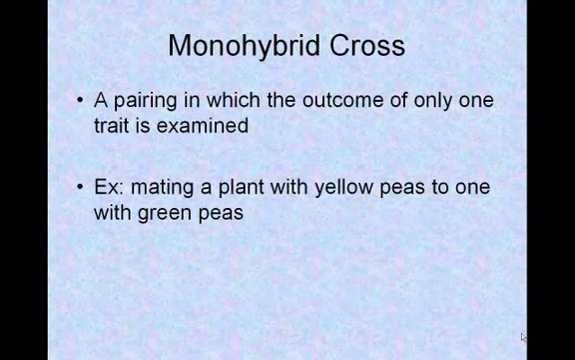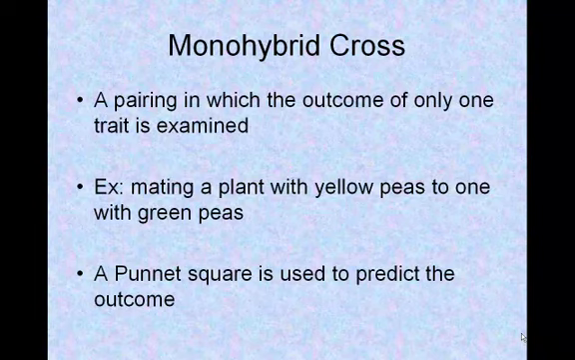For example, you can mate a plant that has yellow peas to one that has green peas and then examine the offspring to see if they have yellow peas, green peas, or some have one and some have the other. And you would use a Punnett square to predict the outcome.